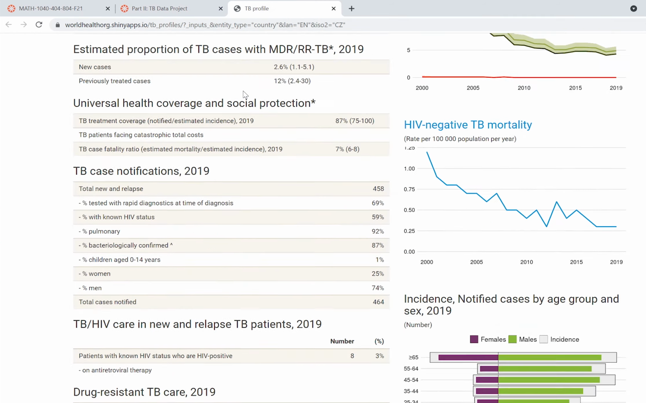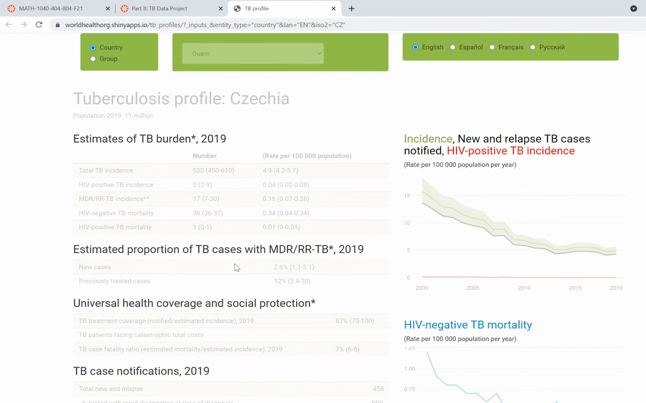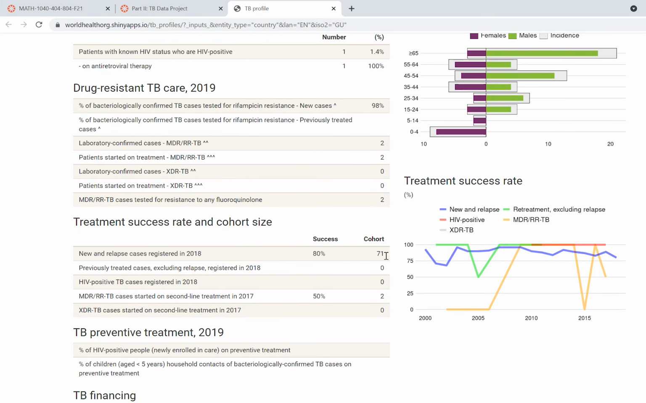For example, if I have another country here, maybe Guam. Guam has 80% success rate and 71 cohort. You would still want to check the conditions here, which you're still going to make sure there was a randomly selected country, which based on your work in part 1, it should have been. You want to make sure the sample size is less than the population size, less than 5% of the population anyway. And you also want to make sure that n times p and n times 1 minus p are both greater than or equal to 10.